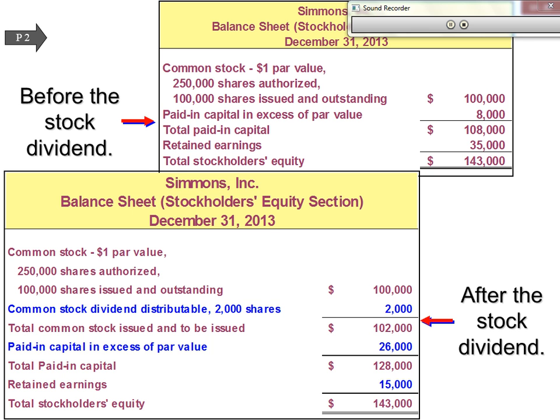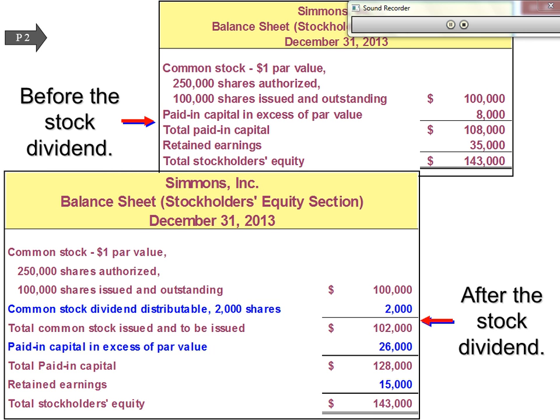So this is just showing you the stockholder section of a balance sheet, what it looks like prior to that stock dividend and then after the stock dividend. So prior to, notice they had the 100,000 shares at what price? $1, right? And then issued and outstanding 100,000, paid in capital in excess of par was 8,000 already. Total paid in capital 108,000. And then retained earnings, they had a balance of 35,000.